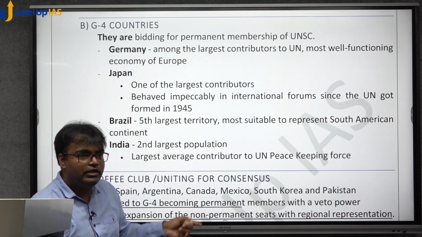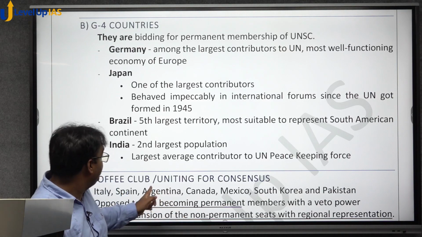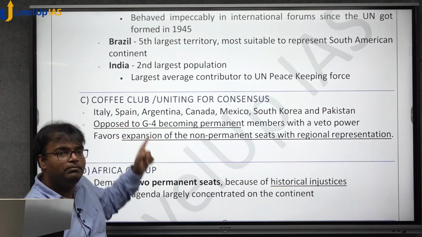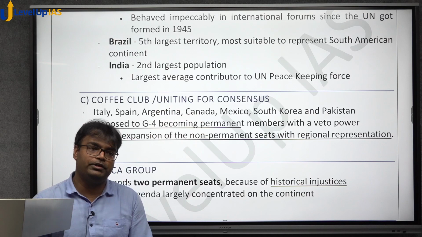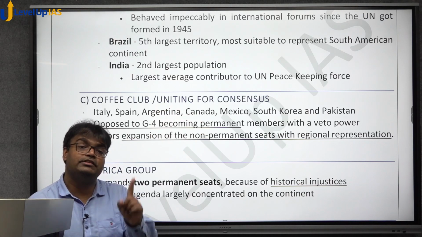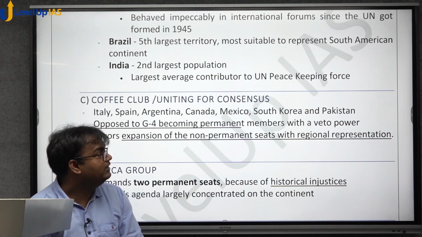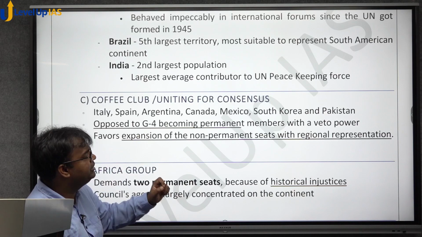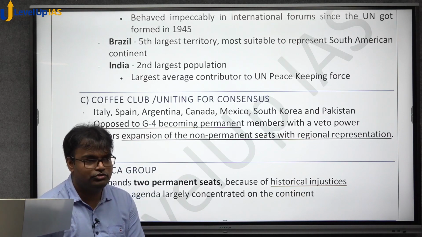So you should know which are G4 countries. For example, a few years back, I think 2-3 years back, a question came on Coffee Club. The second grouping here that we want to discuss is Coffee Club, or Uniting for Consensus grouping. What is this grouping? This grouping is opposing G4's permanent membership. It is rather saying that non-permanent membership should be expanded and more regional representation should be there.